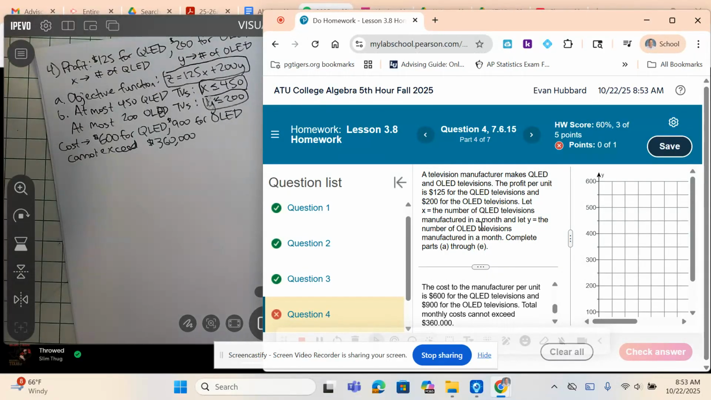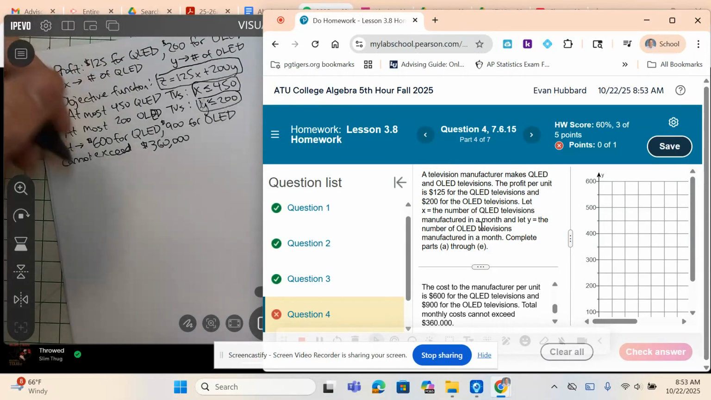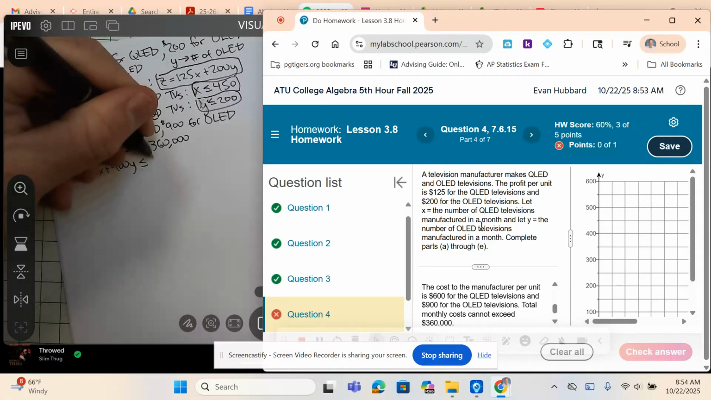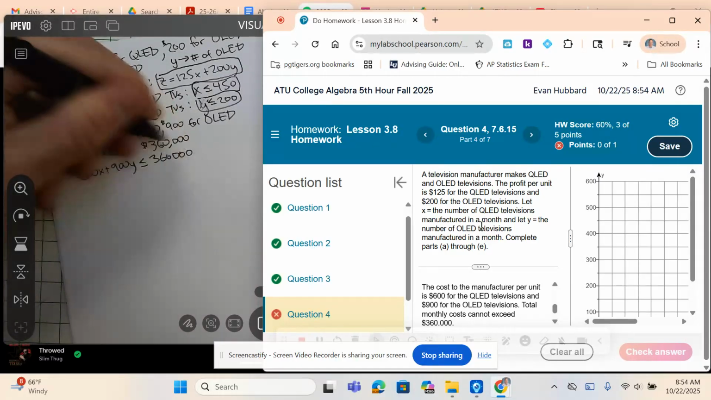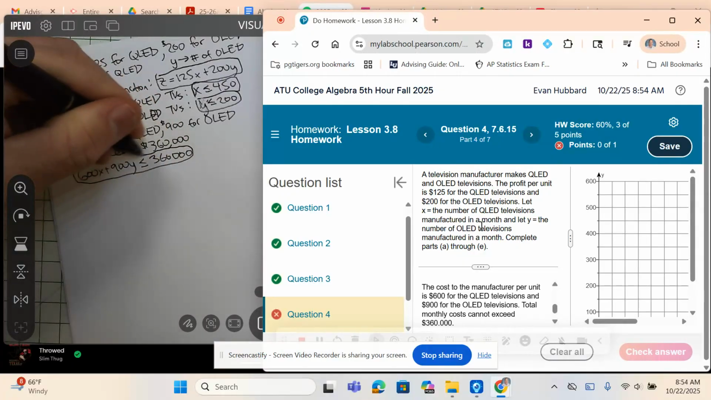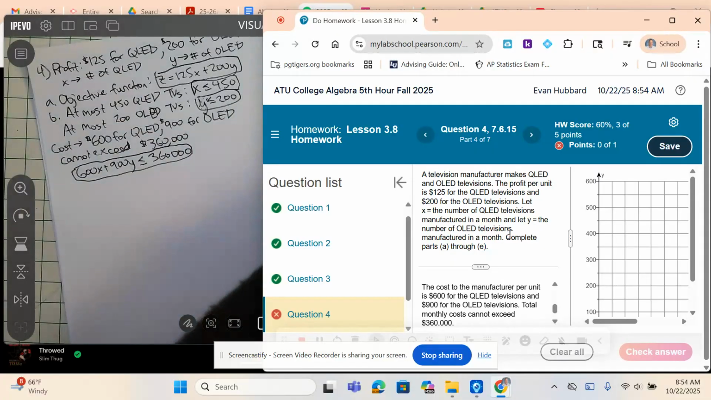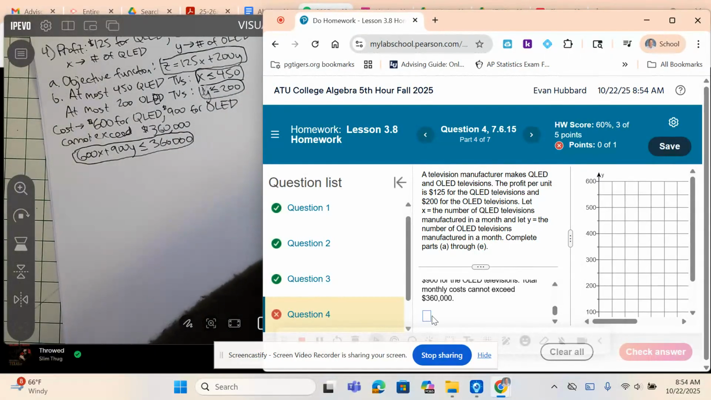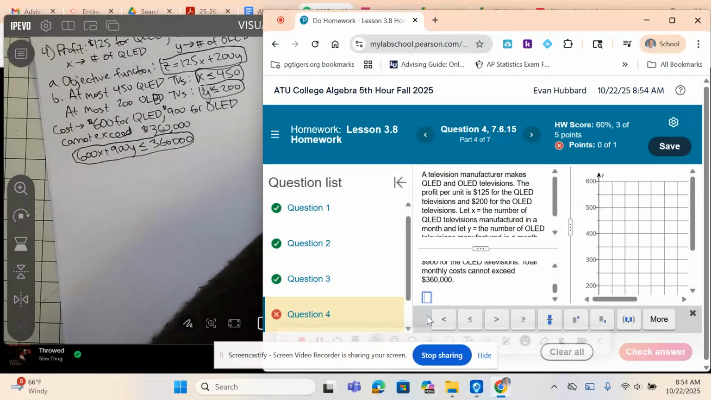So what does that mean? That means that 600X plus 900Y is less than or equal to 360,000.